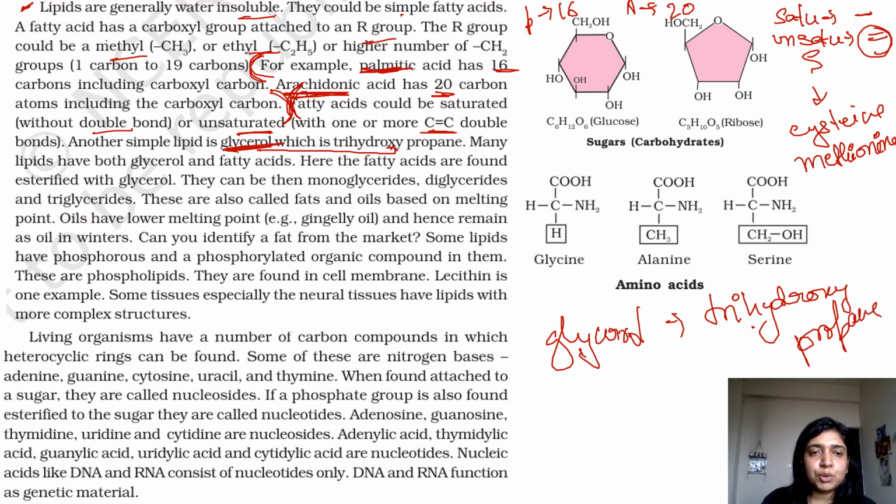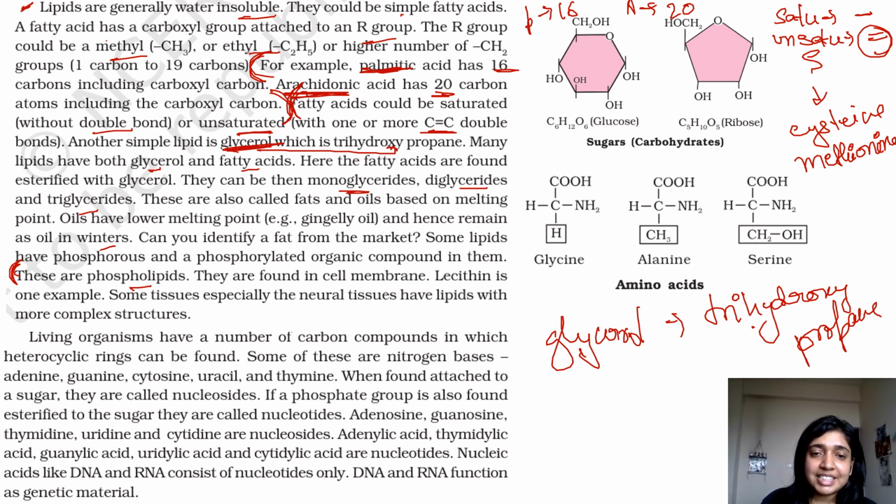Many lipids have both glycerol as well as fatty acids. Here the fatty acids are found esterified with glycerol. They can be monoglyceride, diglyceride or triglyceride. They are also called fats and oils based on melting points. Oils have lower melting points and hence remain as oils. Some lipids have phosphorus and phosphorylated organic compounds in them. These are known as phospholipids. This line has also come at least 4 times in the last 10 years as question.